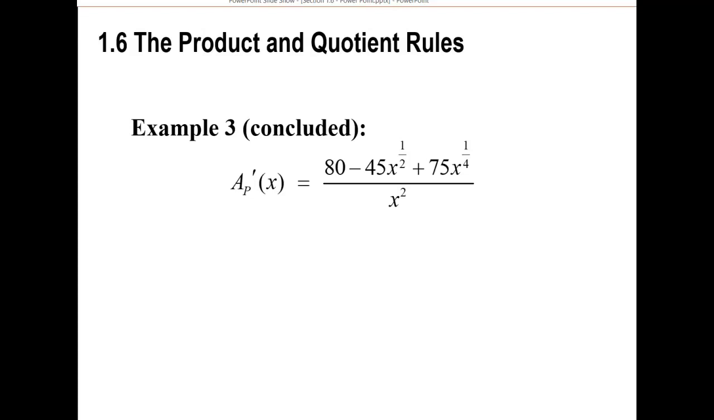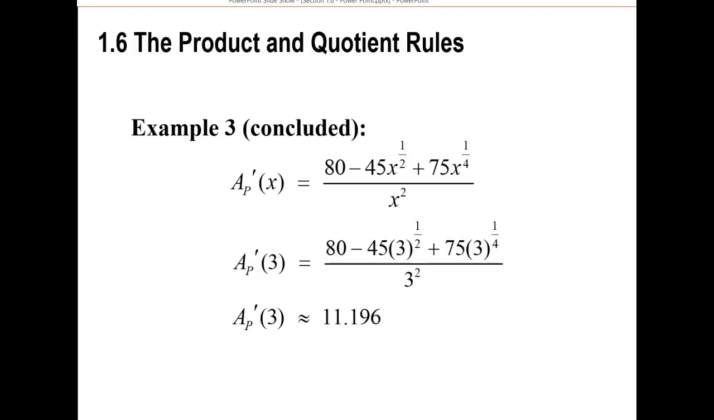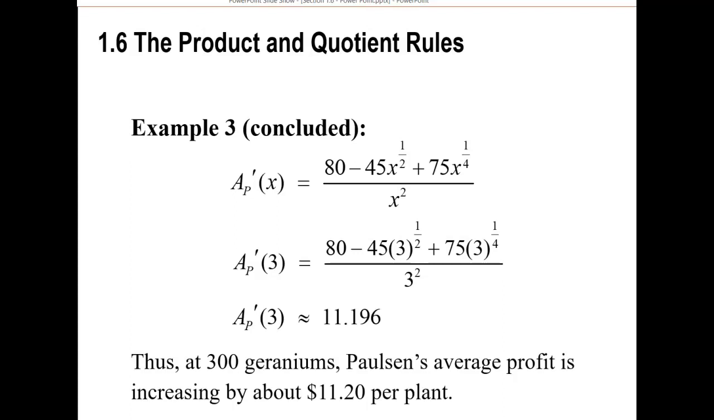So now we've got that simplified. We're going to evaluate it at 3. So plug in a 3 for all the x's, and then use your calculator to simplify that. So 11.196, meaning that when they sell 300 geraniums, the average profit is changing, right? Since it's positive, we would say it's increasing by about $11.20 per plant. So the rate at which something is changing means find the derivative of that function.